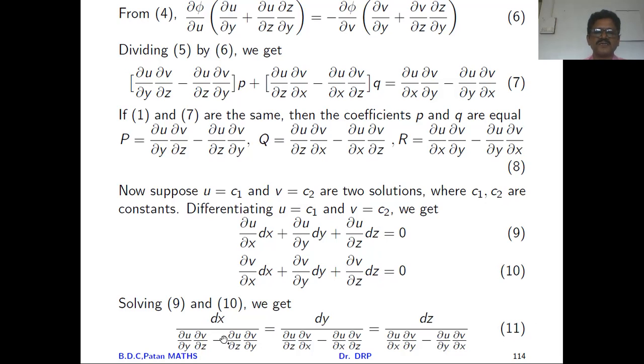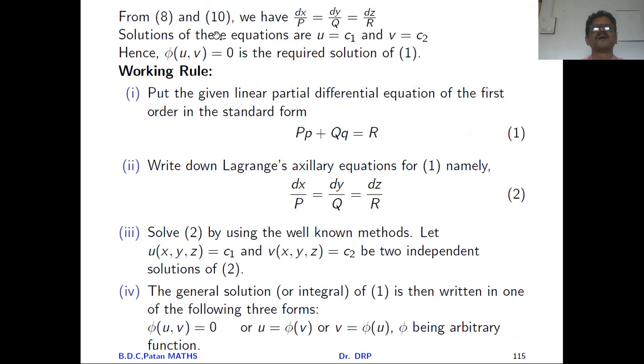And what is this? This quantity is our P. This is P. What is this denominator? This is nothing but Q. And what is this denominator? This is nothing but R. It gives, from 8 and 10, dx upon P equal to dy upon Q equal to dz upon R.